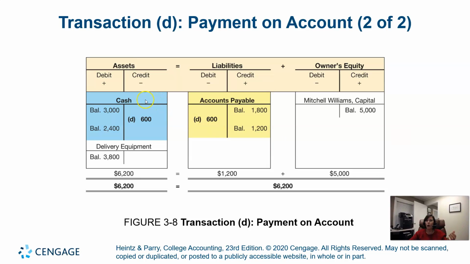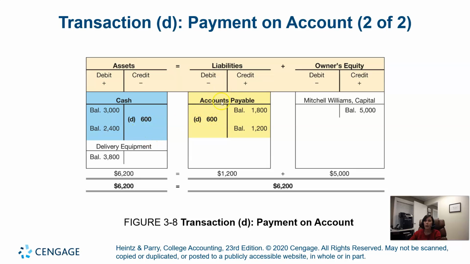Here we are over at the T accounts, and now we see a credit. We have $600 less cash than we did before this transaction, so our cash went down by $600. This makes our total cash $2,400. Now we haven't touched our delivery equipment at all, because we're not addressing the equipment itself. All we're addressing is the debt on the equipment. So we leave the equipment alone when we go to pay the loan on it.